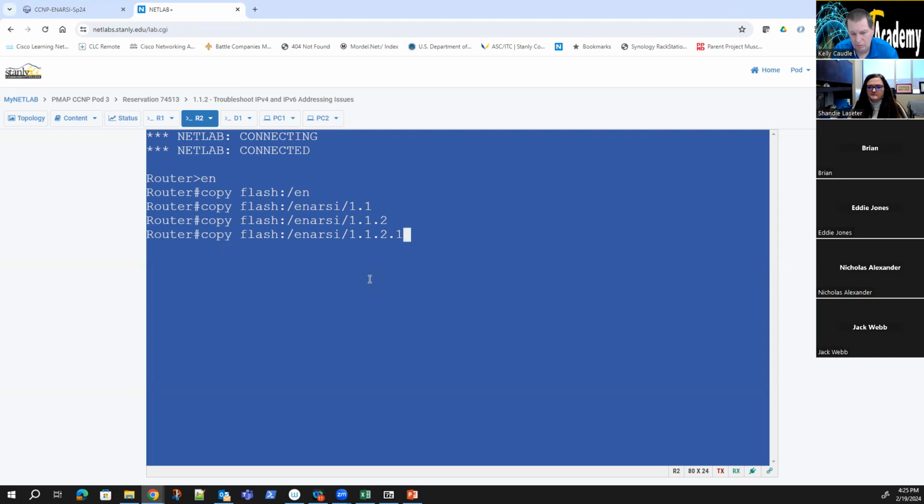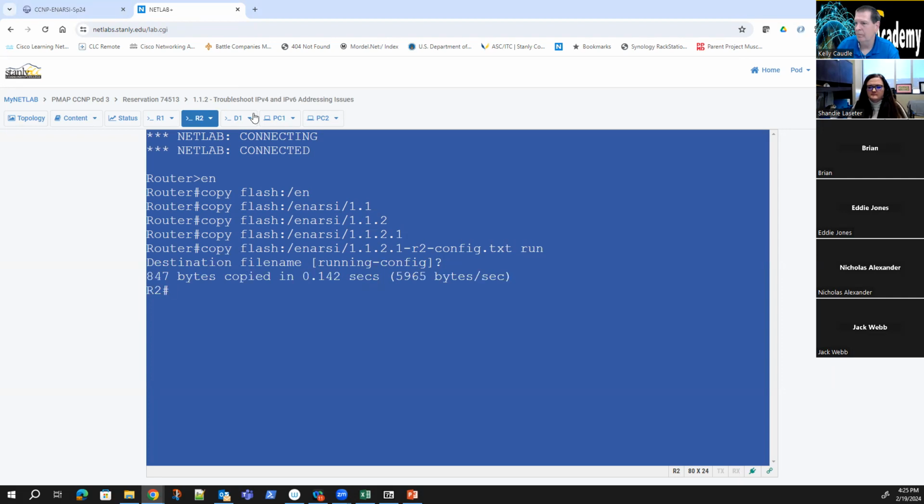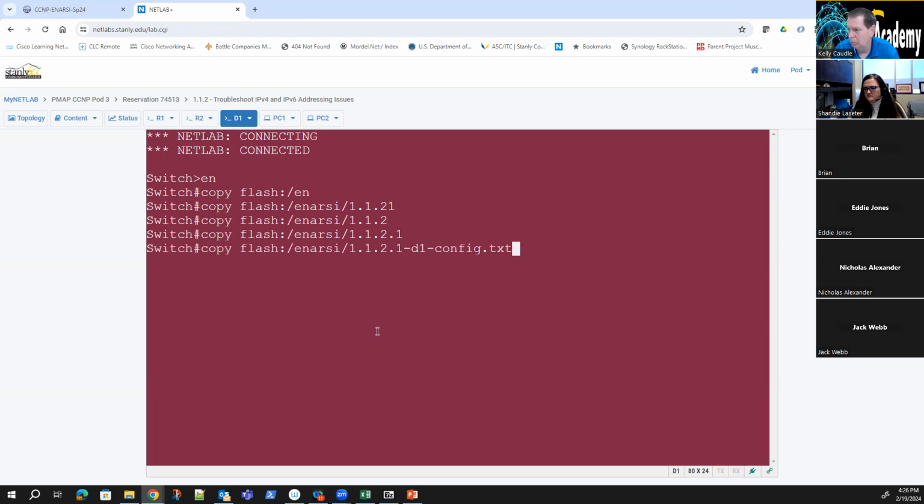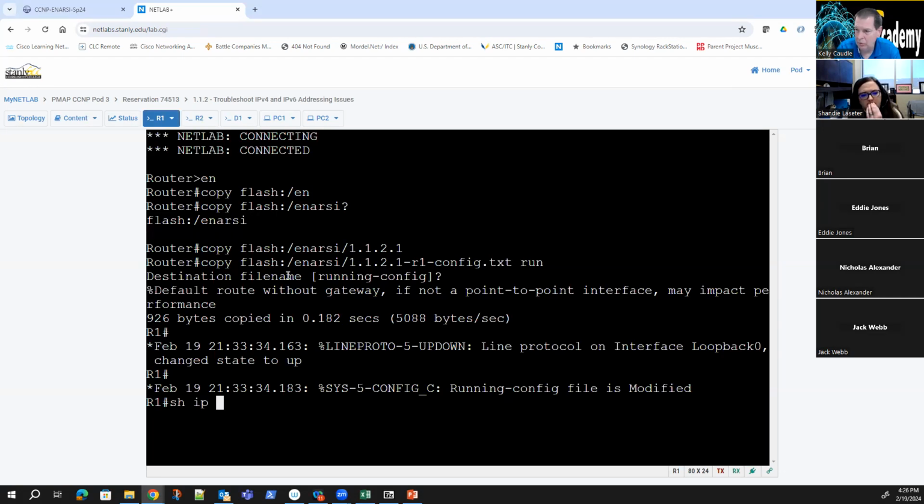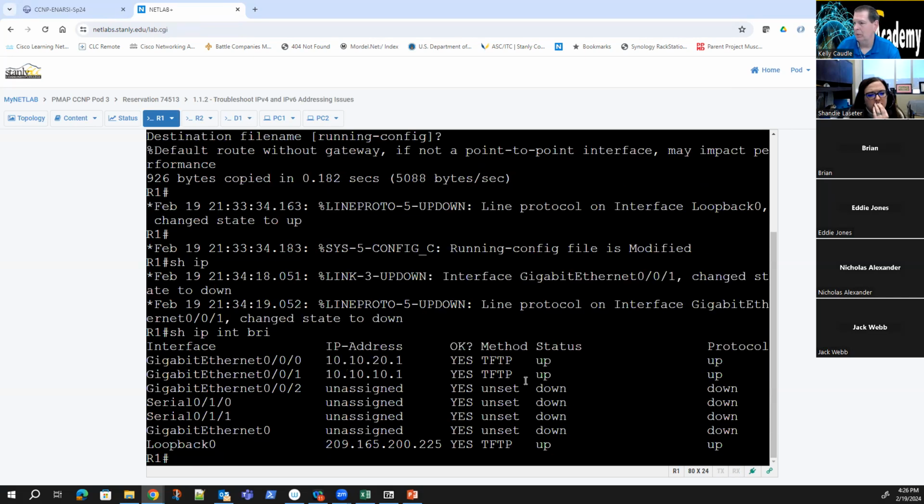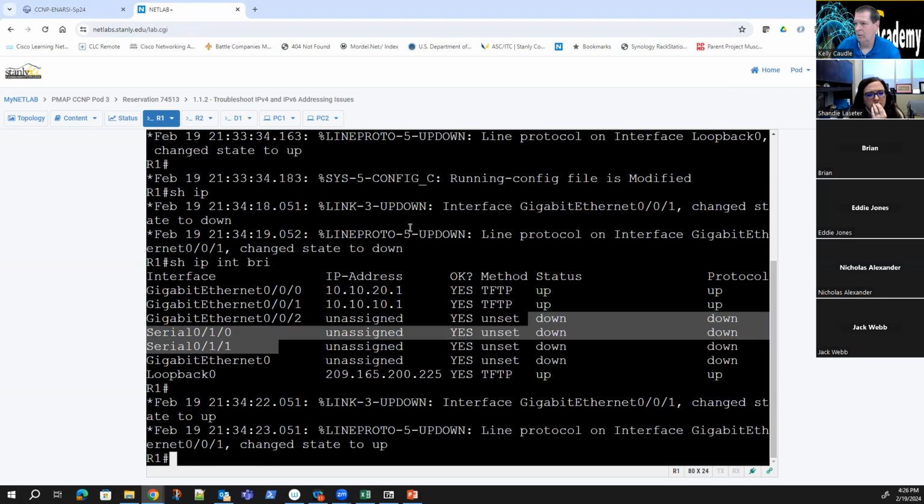Tab to run, hit enter, and then copy flash:ENARSI 1.1.1 2.1. Then 2.1, run, and now you're actually ready to do the lab. What I usually do is a show IP int brief just to make sure the interfaces did come up, make sure everything's hunky-dory. So all the interfaces are up.